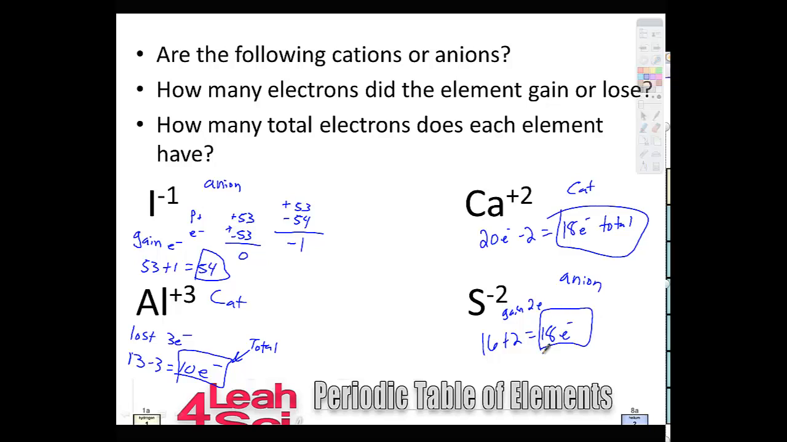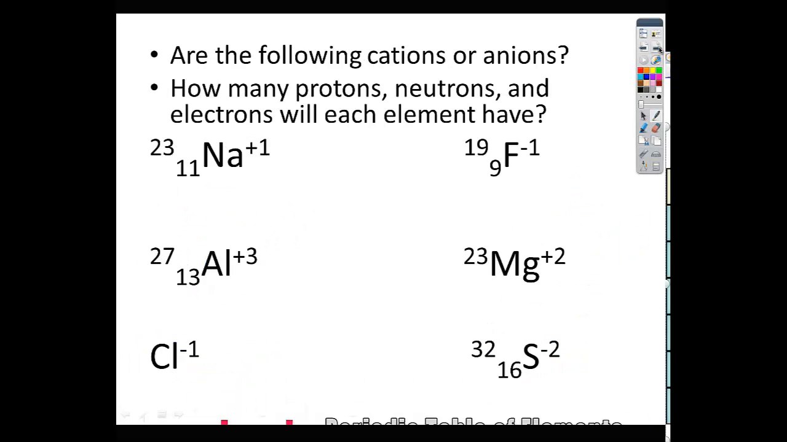So always kind of keep this in mind. Ask yourself, how many electrons do I start with when I'm neutral? And then am I going to gain or lose electrons to make this charge? If I gain 2 electrons, I'm going to get this particular charge. So if you keep that in mind, it's a fairly simple process.